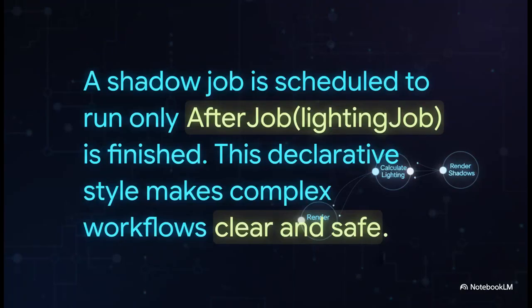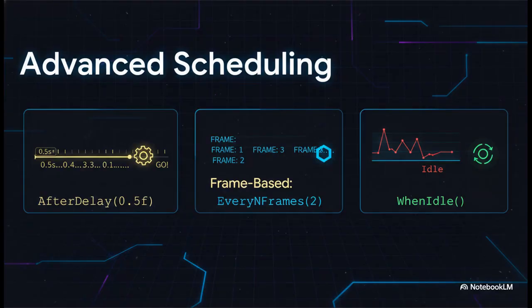And what's so cool is how you actually write this in code. You're not guessing. You are explicitly declaring the dependency. When you go to schedule that shadow job, you literally tell the system, hey, run this, but only after the lighting job is complete. It's a declarative style that makes even the most complex workflows really clear and safe to manage.